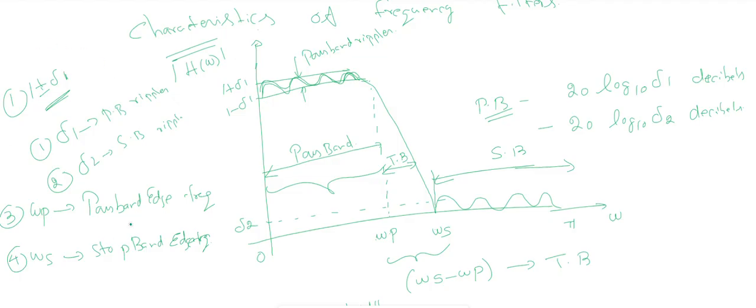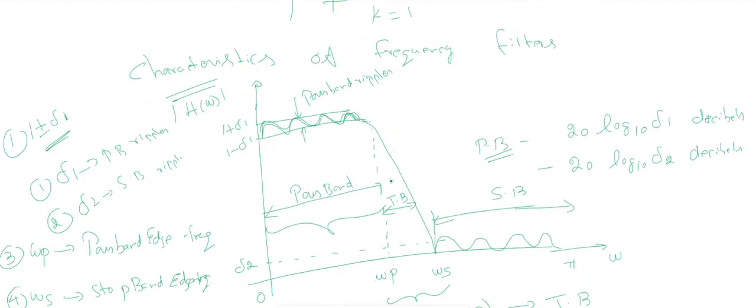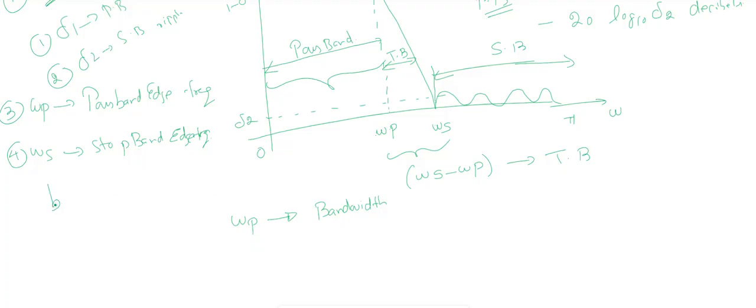Based on these specifications, we can select the coefficients, the parameters. What are the parameters here? The alpha, the bk, and ak coefficients. We can select the bk and ak coefficients. The parameters ak and bk: this is the feedback filter coefficients, and this is the feedforward filter coefficients.